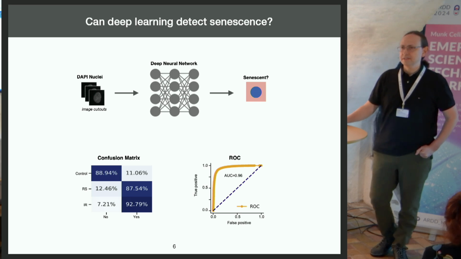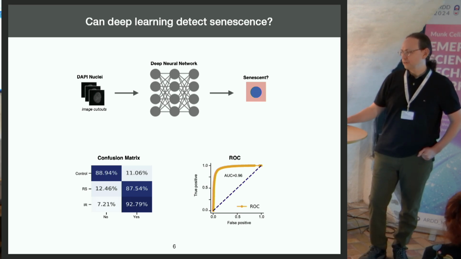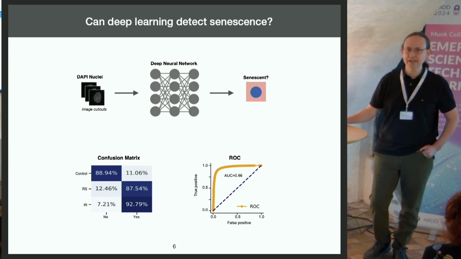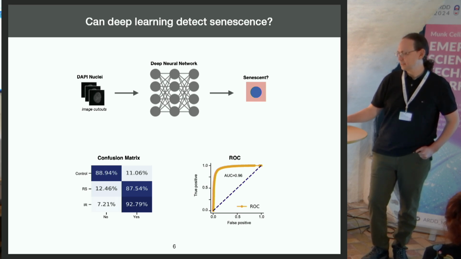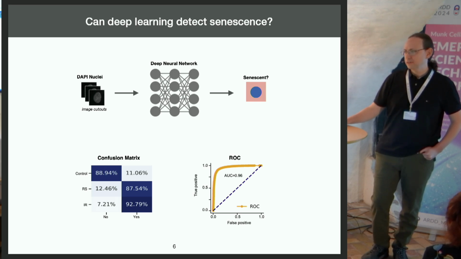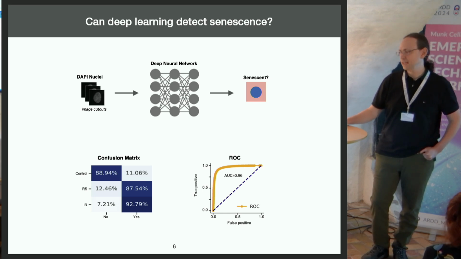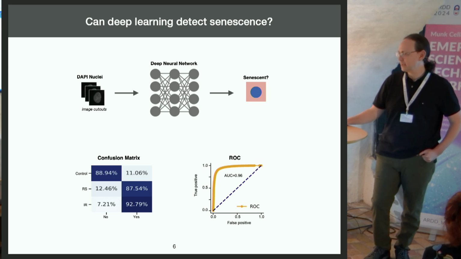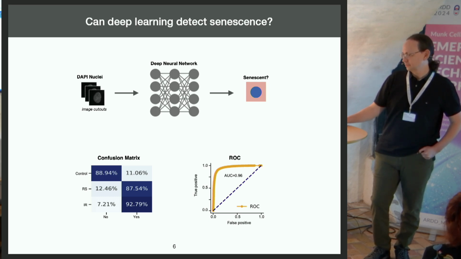Then, using this library of nuclei cutouts, we started to look at the morphology, and we trained deep neural networks on these images and mapped the appearance directly to an output state, like senescent or not senescent. In vitro, at least, we found very high accuracy, nearly 90% for each of these states. So we can identify a cell as being control, RS, or IR with 90% accuracy. And that led to a very high ROC curve, as you can see here.